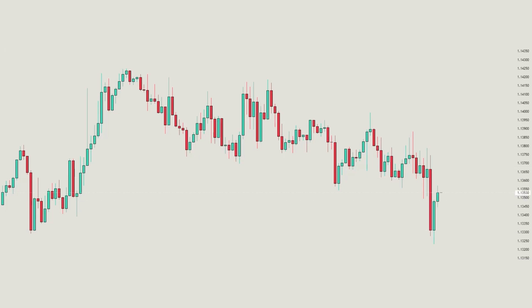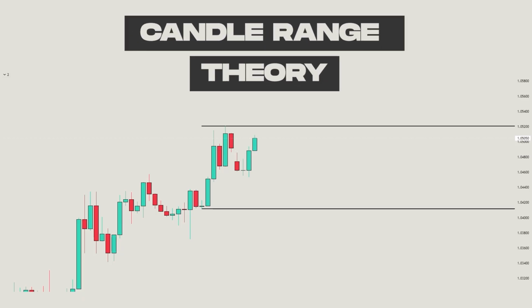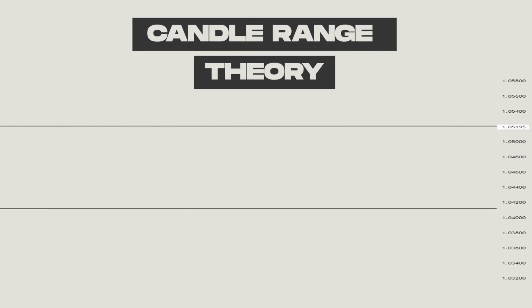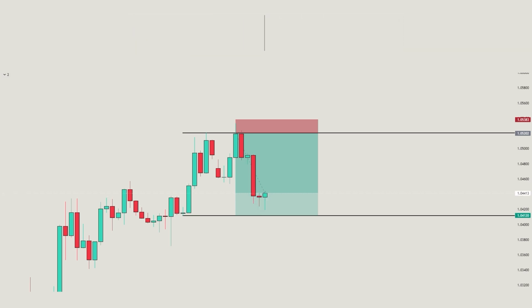You look at candles every day. But what if I told you that most traders don't realize what's inside them at all? Today I'm going to show you how to use candle range theory, not just to look at the chart, but to read the strength of the market on each candle. And at the end, we'll see how CRT helps define intraday trades with an entry point and a clear stop.